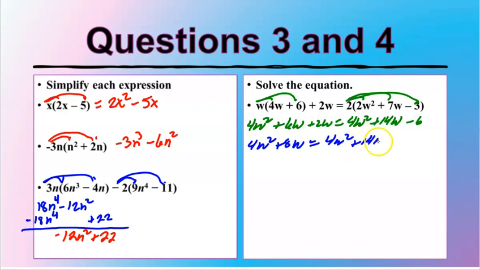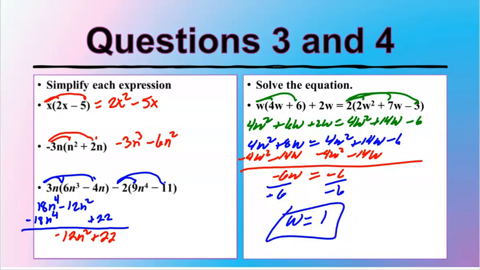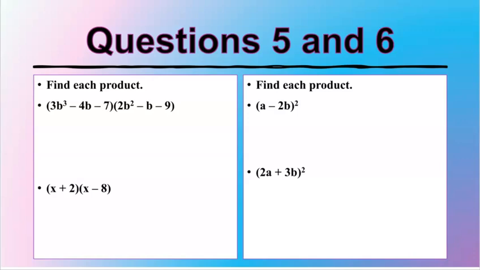plus 14w minus 6. Now I want all the w's to one side, so I'm going to subtract 4w squared and 14w on both sides. And that leaves us with a negative 6w equaling a negative 6. The final step is to divide by negative 6 on both sides, and w is going to equal a positive 1. Question 5, find each product.